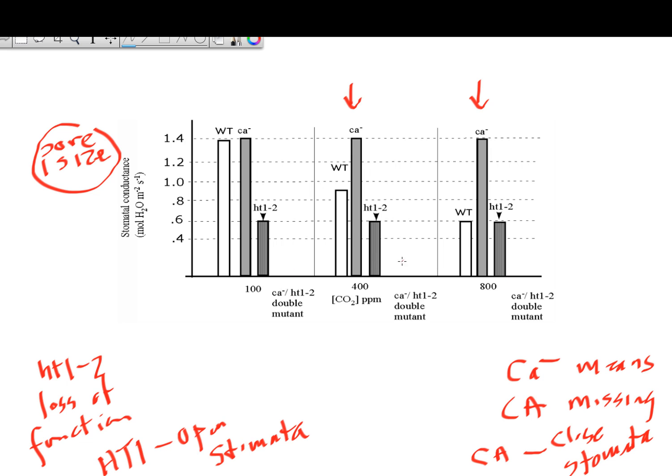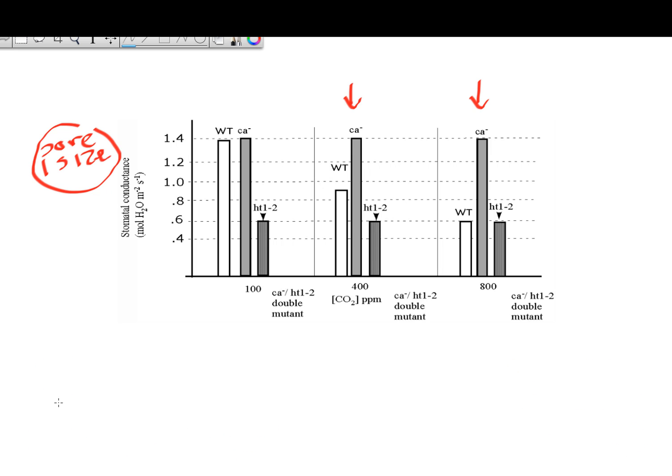Now I'm going to show you that you can order the pathway. There's two different possibilities for ordering the pathway. So we said, I'm going to write this over on the side, HT1 opens stomata, and we said Ca, when active, closes stomata.